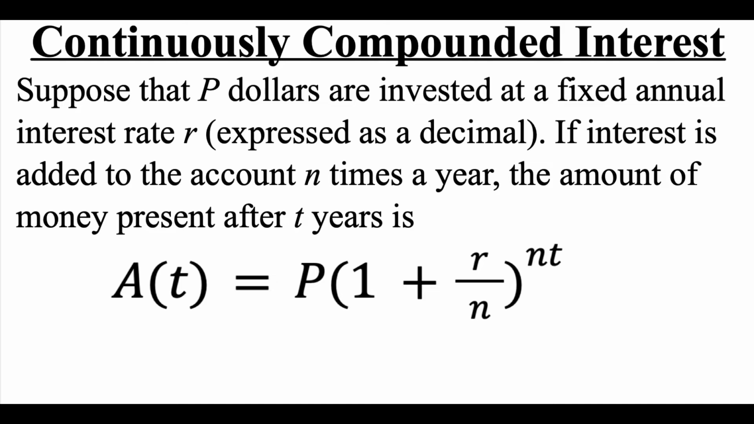Now, as far as that N value goes, if you were compounding monthly, then you would have an N value of 12. If you were compounding weekly, you would have an N value of 52, or daily, it would be 365, or you could keep going. You could go by the hour, or by the minute, or by the second.